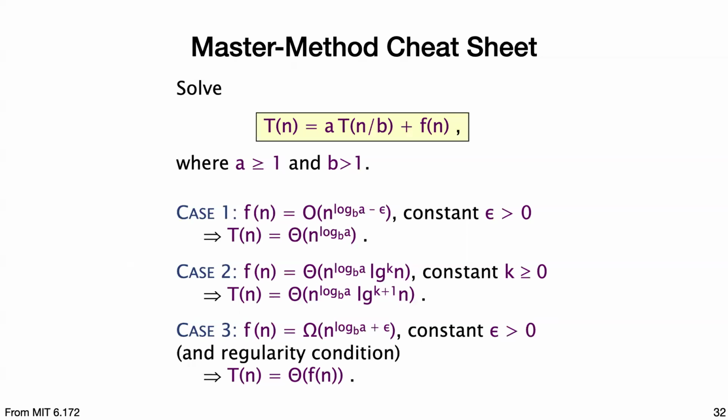So this is just a recap. There are 3 cases. This is geometrically increasing: all the work is at the leaves. This is arithmetically increasing: there's an equal-ish amount of work at every level, and so you just add them up. There are log levels. And then this is decreasing, so all the work is at the top.